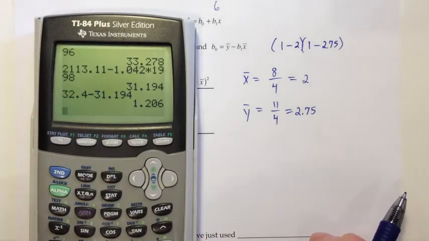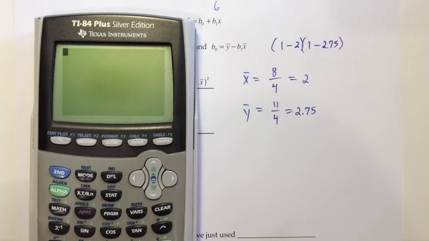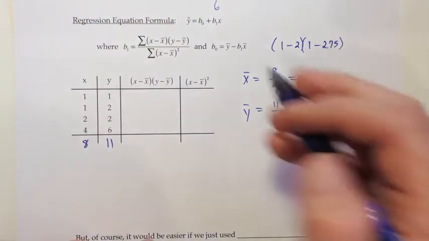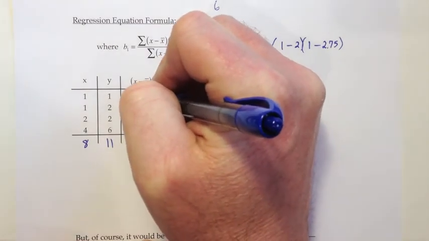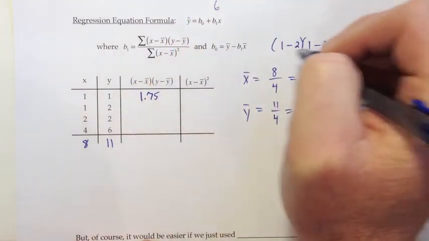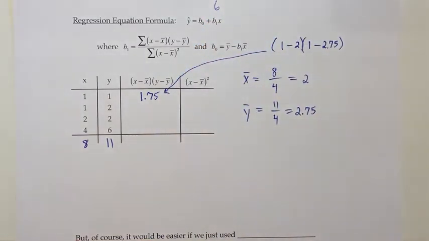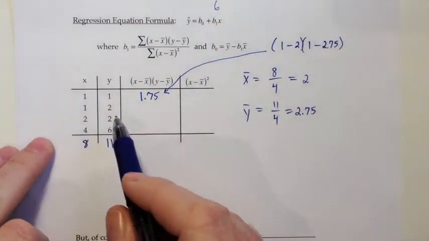I'll show you on the calculator because we could do this also with messy numbers. So I'd have 1 minus 2 in parentheses times 1 minus 2.75 in parentheses. That gives us positive 1.75, so that would be this first entry right here. I'll draw an arrow there so you can see where that one came from. And then we need to do that 3 more times for each of these other ones.